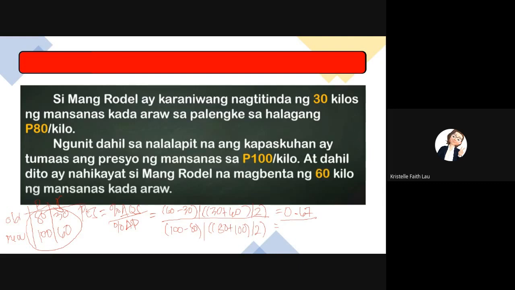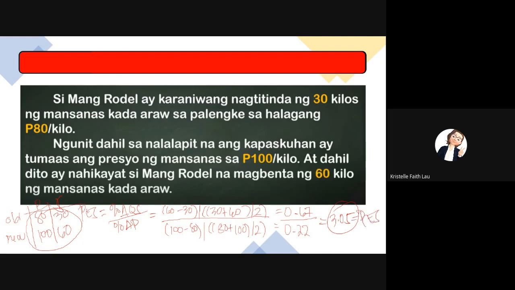So we have 0.22. So meron na tayong value for the percentage change in quantity supply and also sa percentage change in our price. So, i-divide na natin yung dalawa. So, 0.67 divide to 0.22. So, our answer here is 3.05. So, we have 3.05 for our PES. So, ito na yung PES natin.